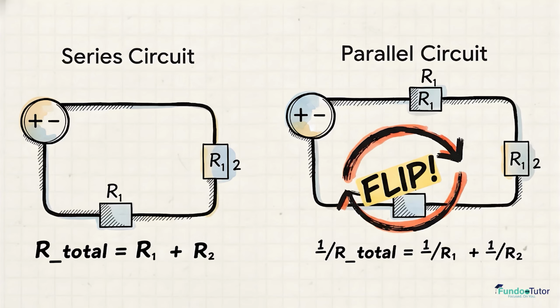So here's the crucial part. After you calculate 1 over R total for a parallel circuit, you have to remember to flip your final answer to find the actual total resistance. So many people forget that last step.